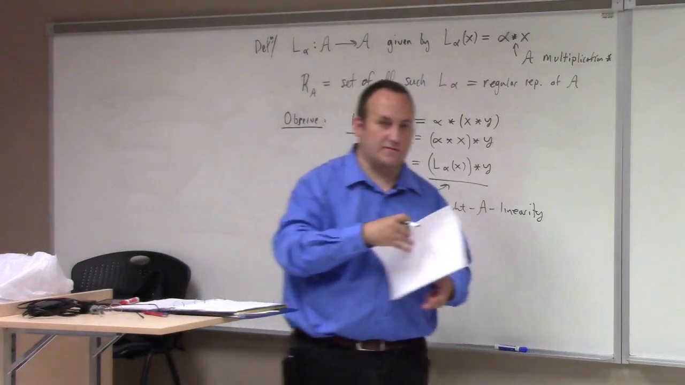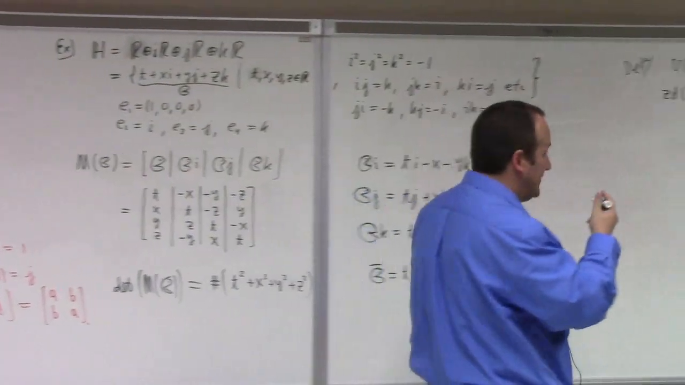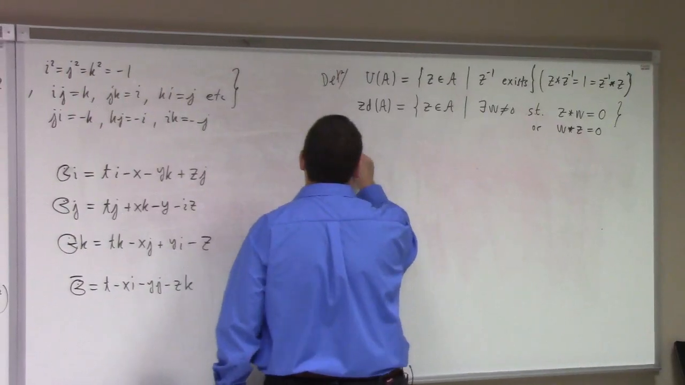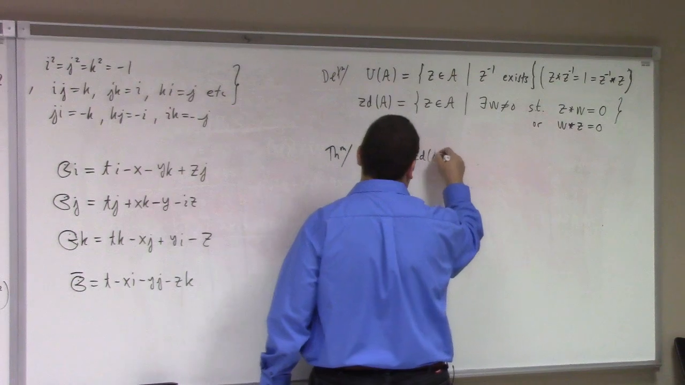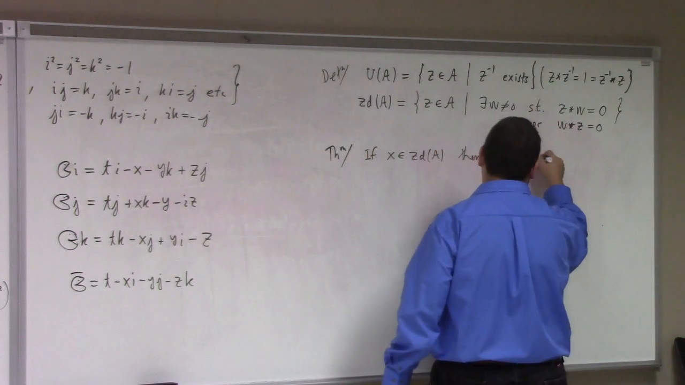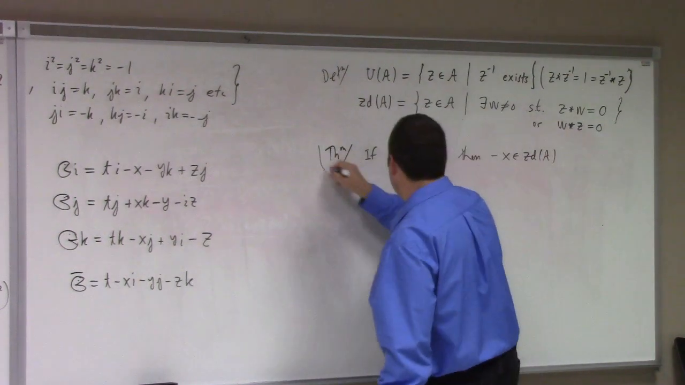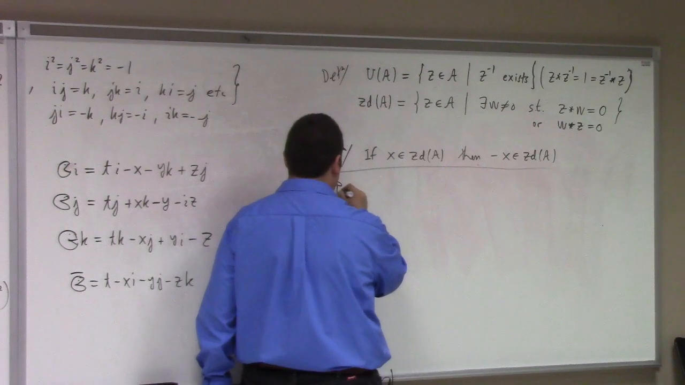Fun theorem about zero divisors: the set of zero divisors is fixed under negation. Think about this. If x is an element of the zero divisors of A, then minus x is an element of the zero divisors of A, right? How would you prove that? It's very silly, so look at it.